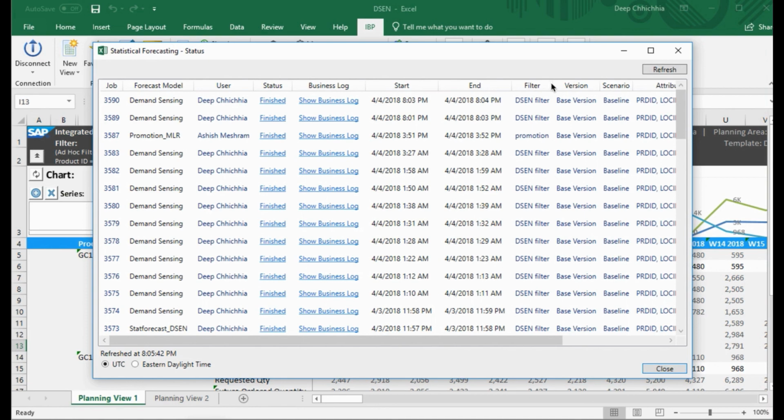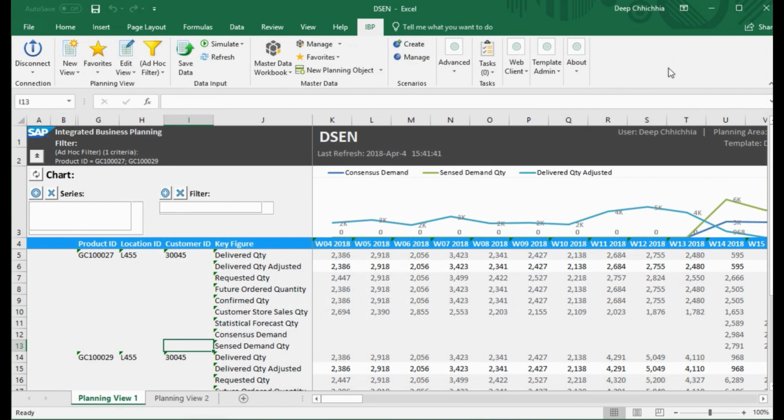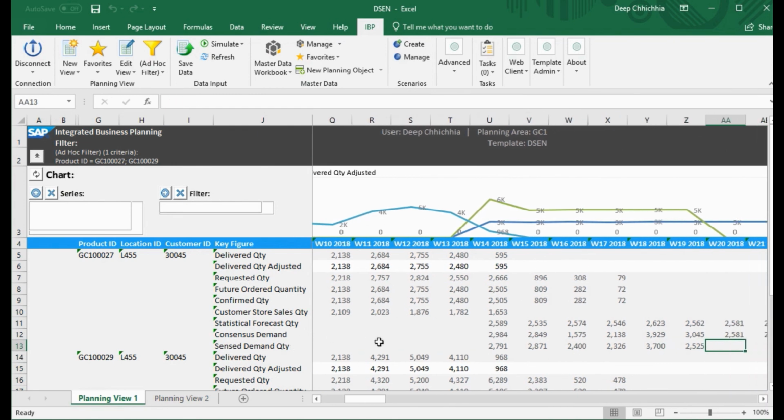Now that our algorithm has run, let's analyze the results. I've pulled in the sense demand quantity key figure over here. For my product 27, which is pretty stable, my sense demand quantity is in the ballpark range of consensus demand, but the values are slightly different. It might just be that there is a very high bias in lag phi, as a result of which demand sensing takes that into consideration and reduces the sense demand quantity for this week to incorporate the high positive bias that we have.